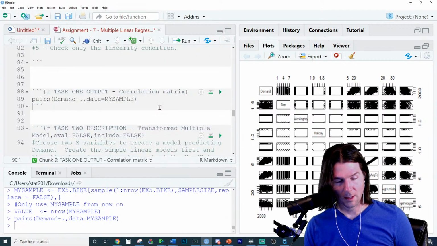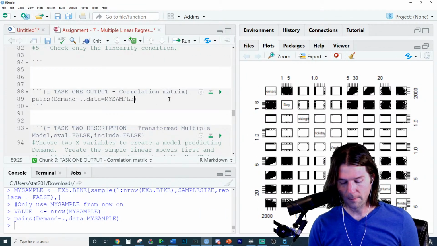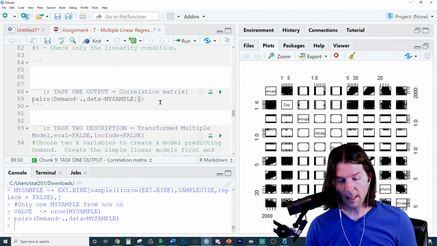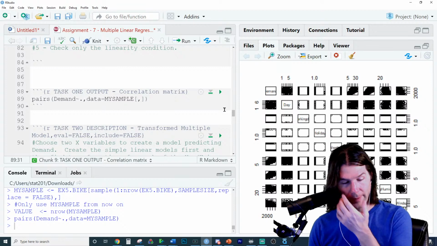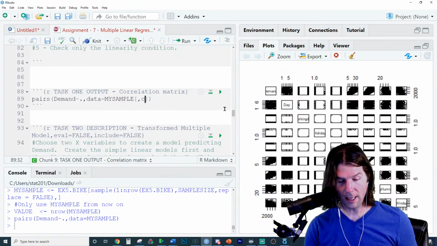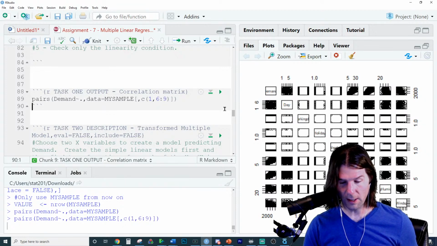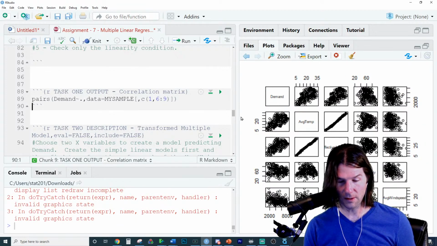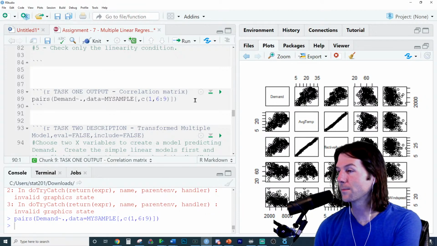EX4 bike has fewer of these variables. Kayla makes a good point here. Demand is the first column, so we need to concatenate and choose the following. That should do it. Invalid graphic. There we go. That's just the regular error.